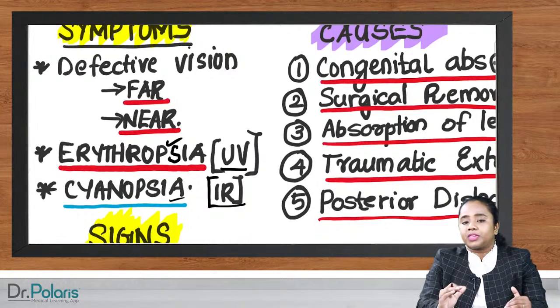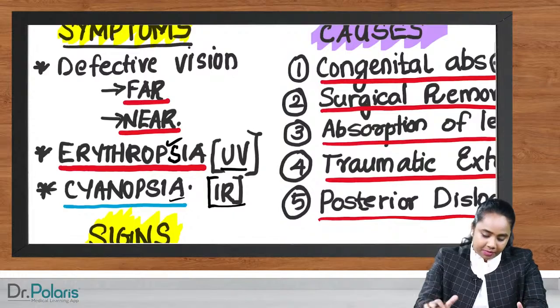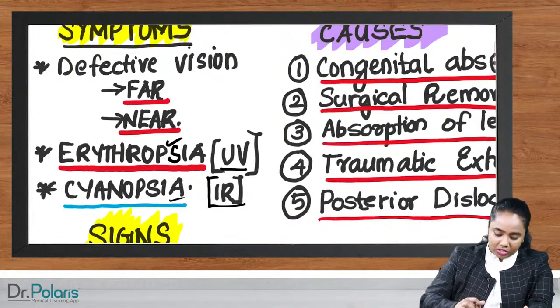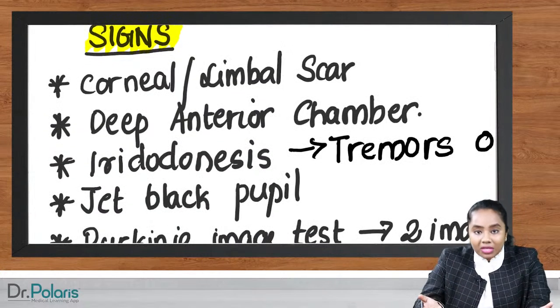So, defective vision, with near vision and far vision getting affected, and erythropsia and synopsia are the common symptoms that the patient is going to complain of. Now, coming to the signs. What are the common signs?